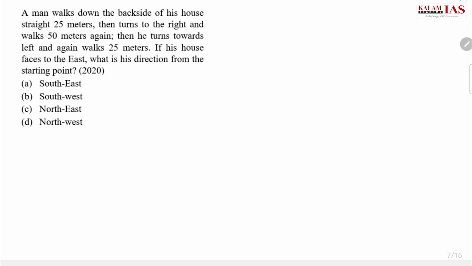In this question, it is given a man walks down the backside of his house straight 25 meters. Suppose this is the house of the person and he walks backside of the house straight 25 meters. So he goes from here 25 meters and then turns to the right and walks 50 meters again, 50 meters towards the right. So if he is going this way, 50 meters towards the right will be something like this, 50 meters, and he turns towards left. Now if he is going like this, his left will be this, and he walks 25 meters again.